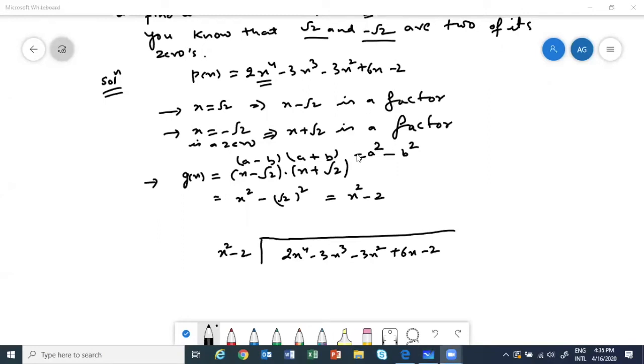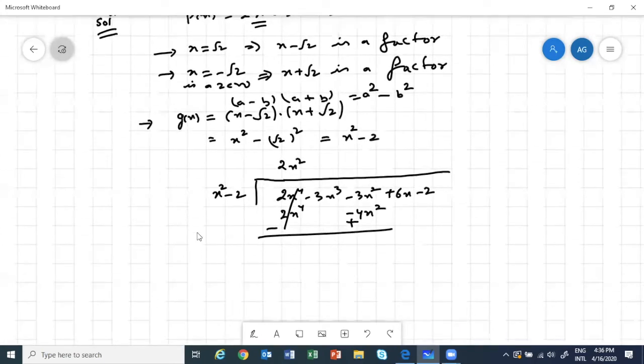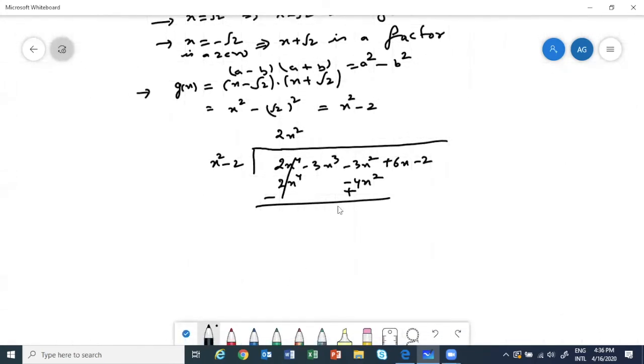Okay. So now let's divide it. We'll divide, what we'll get? 2x square here will give us 2x power 4 and minus 4x square. So minus 4x square here. Change the sign. Students, I would request you to do the division on your own. See, this one is power 4 division. It's better you do it. There is time in the class, no? I'm always giving you time to do.